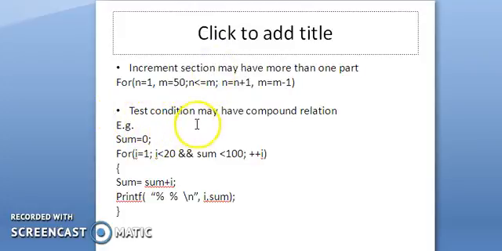The third type of feature is that the test condition may have a compound relation, like inside a for loop, i = 1; i <= 20 and sum < 100. Now this compound relation can be considered as a test condition.